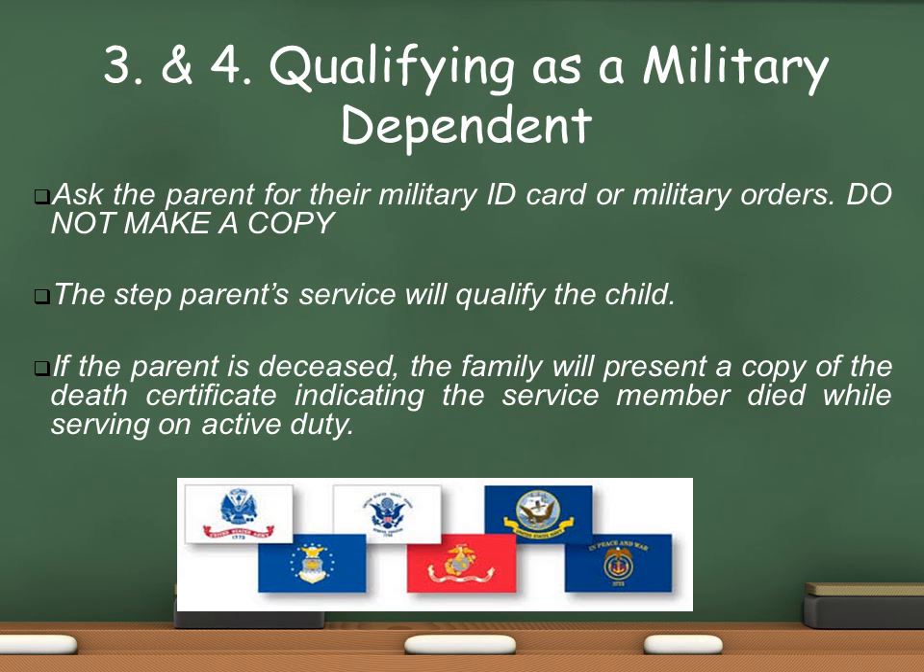Number 3, children qualifying as a military dependent. First, ask the parent for their military ID card or a copy of their military orders. Look at the ID card and make sure that it's current and not expired. Do not make a copy of the military ID card. Rather, make a note on the pre-K application that you saw the card and that it's current. Sign your name to the statement.